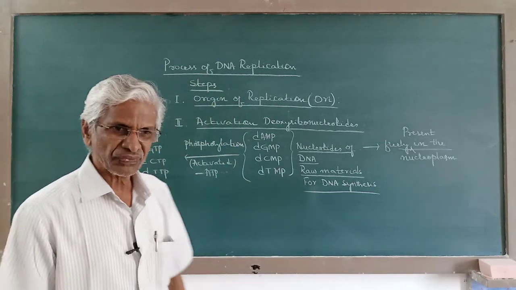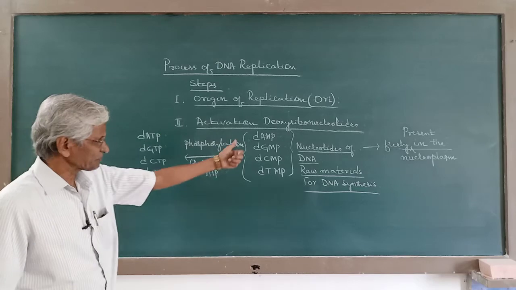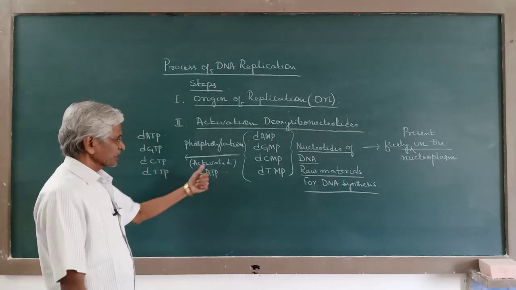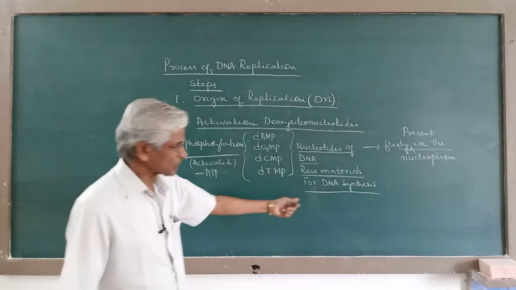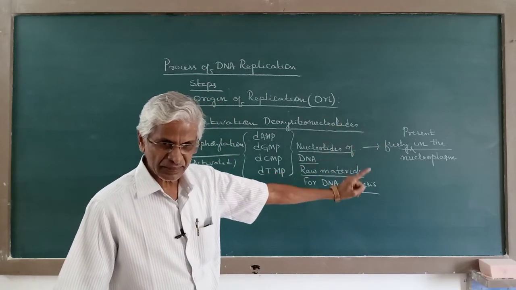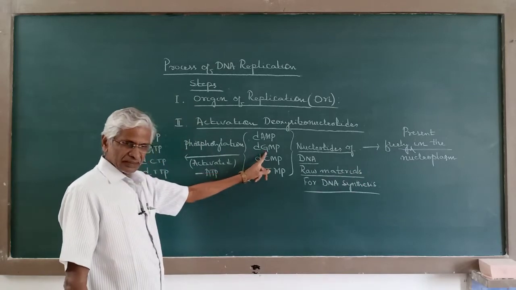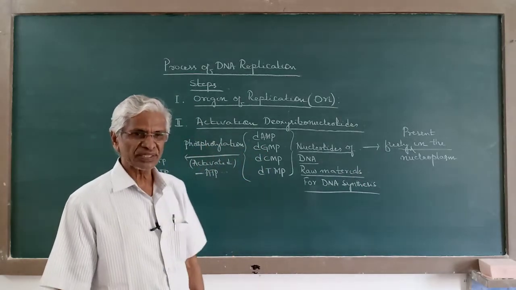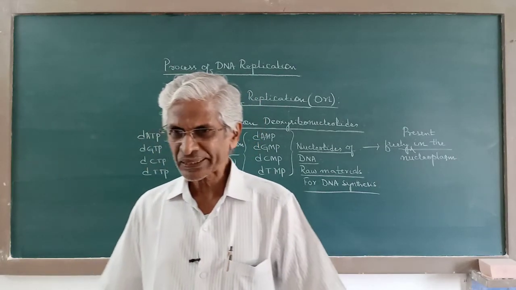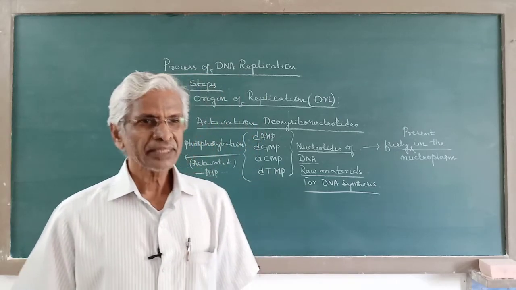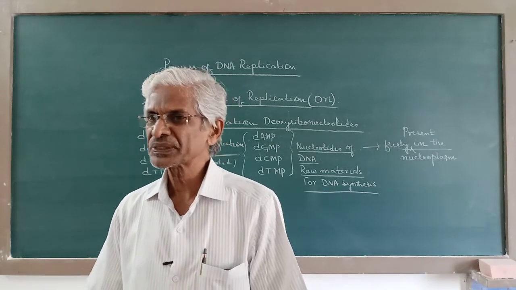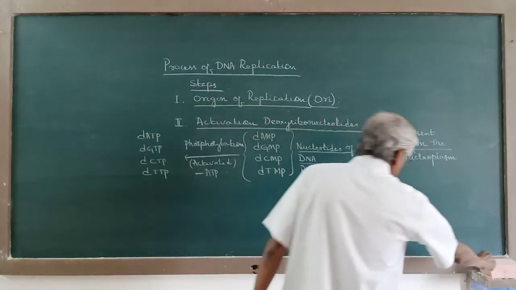That is the advantage of triphosphates instead of monophosphates at the time of DNA replication. Therefore the monophosphate nucleotides, which are freely available in the nucleoplasm, are first converted into triphosphates. This is called phosphorylation or activation, catalyzed by the enzyme phosphorylase in the presence of ATP. So this is step 2.